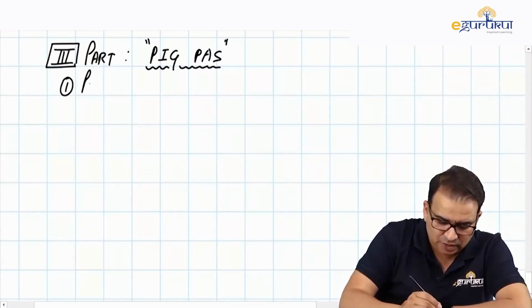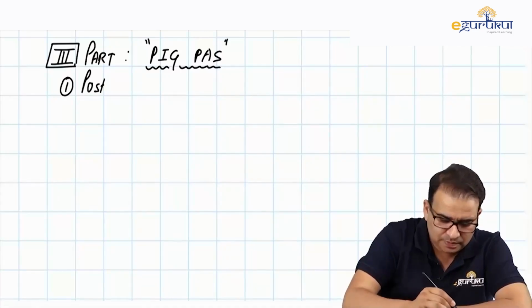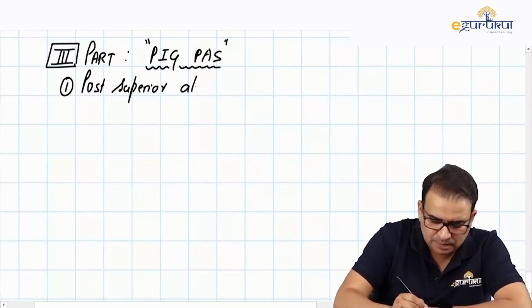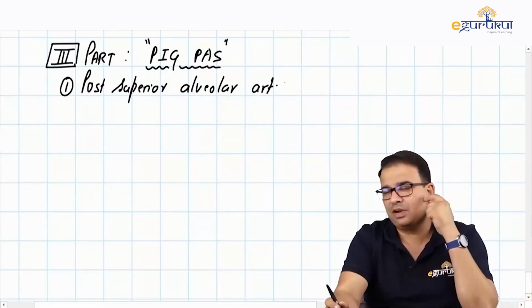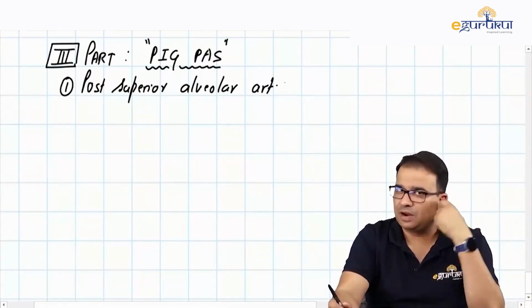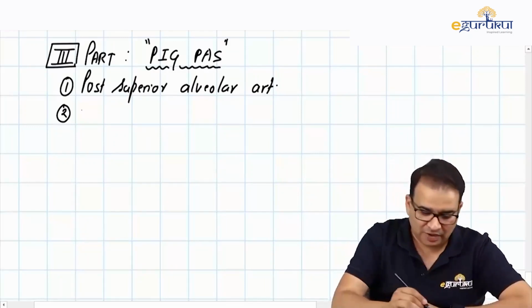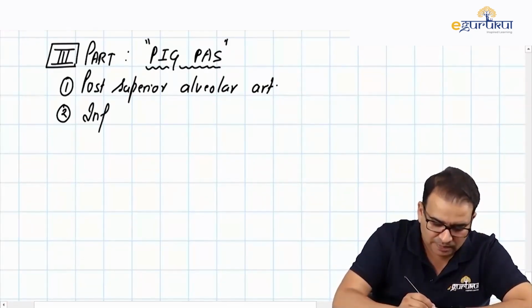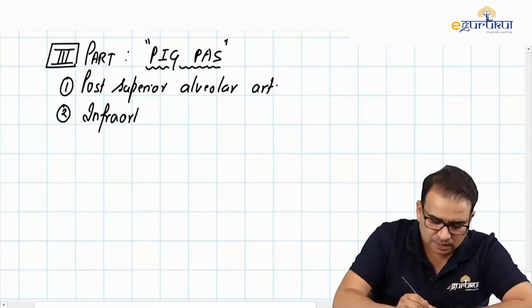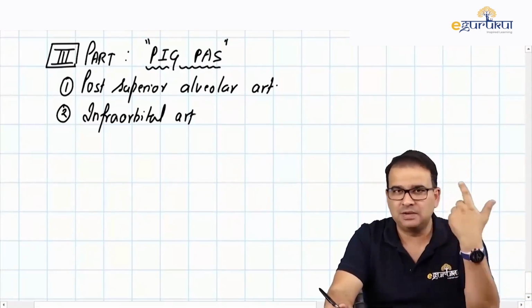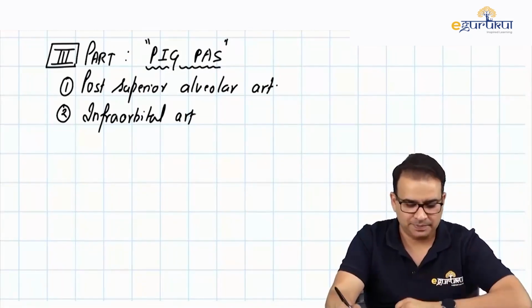Like P stands for posterior superior alveolar artery. Just like we have posterior superior alveolar nerve, we have posterior superior alveolar artery. Just like we have infraorbital nerve, we have I for infraorbital artery. Same location. Infraorbital artery, which will be running in the floor of the orbit and will then come out from the foramen below the orbit, that is infraorbital foramen. So infraorbital artery.